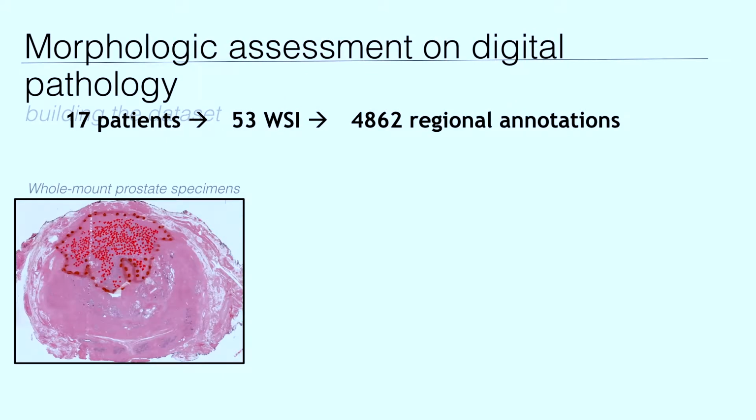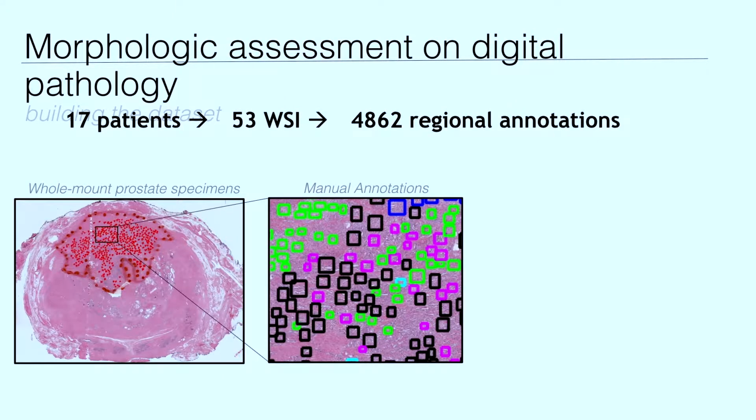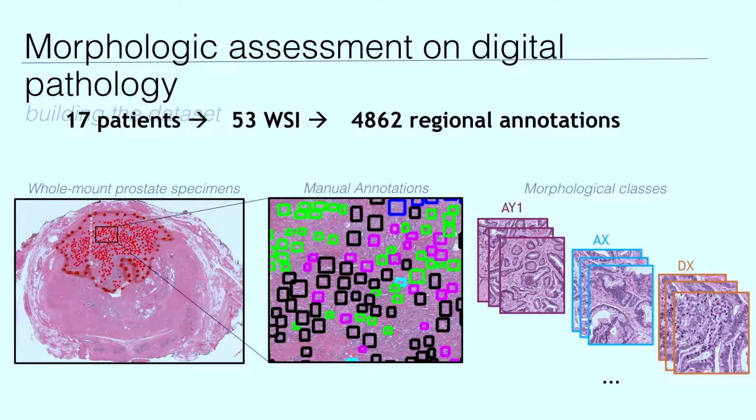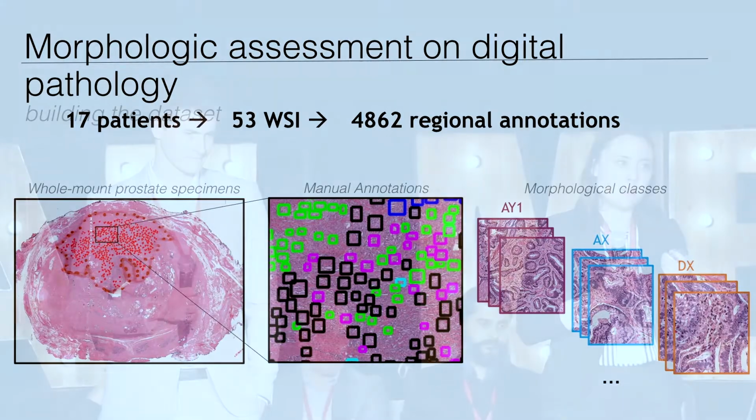So we're working on 17 patients, which actually is 53 whole slide images. If you're not familiar with digital path images, these are massive, massive images. So we're working actually at 20x scale. Usually this is about 100,000 by 100,000 pixels. And Jesse was able to go through and annotate about 5,000 different regional classifications that encompass these different patterns for us.